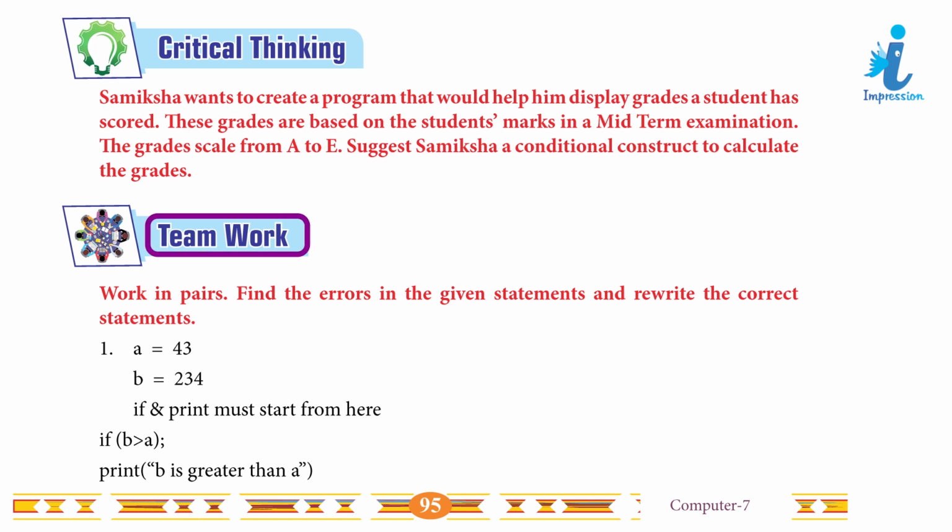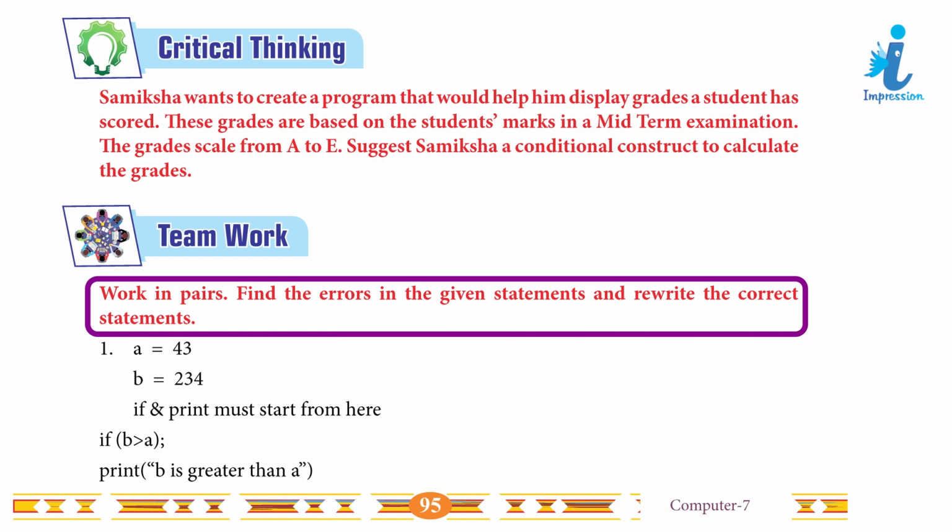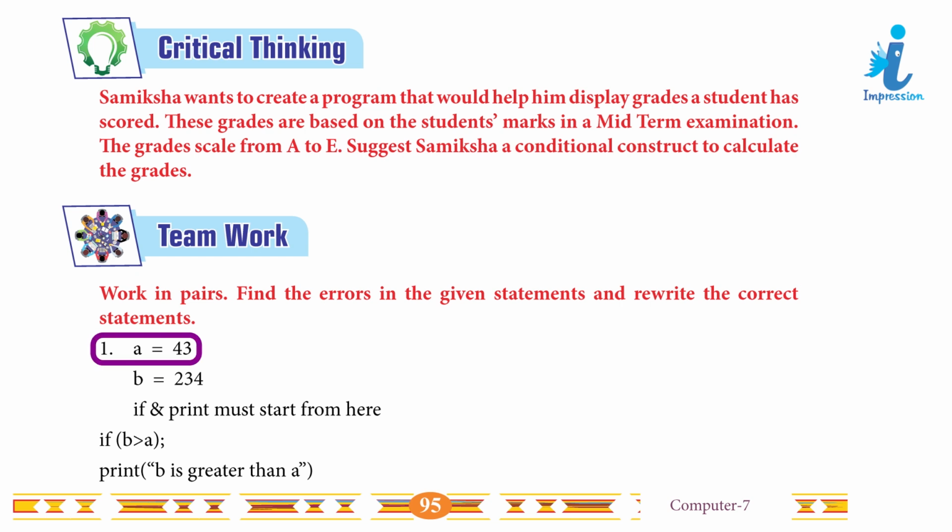Teamwork. Work in pairs. Find the error in the given statement and rewrite the correct statement. 1. a = 43, b = 234. If and print must start from here. If b < a, print "b is greater than a". Answer. Ask students to do it by themselves.